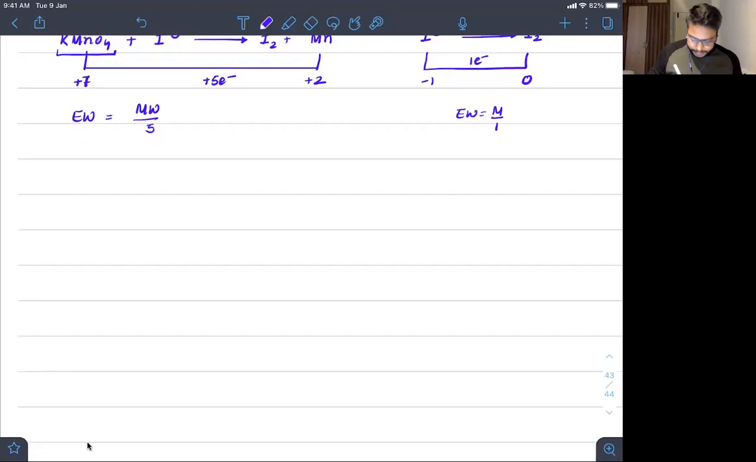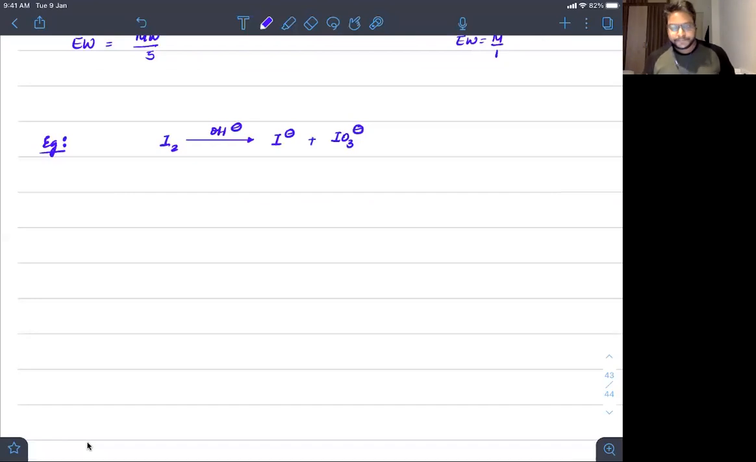For example, let me take the disproportionation reaction like I2 in basic medium changing to I minus plus IO3 minus. If this is how it is given, how to balance this, I have told you. Before this I did this question with Cl2. Cl2 is giving Cl minus and ClO3 minus. But this time I'm taking I.